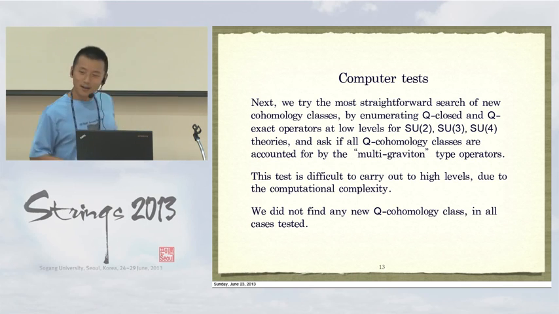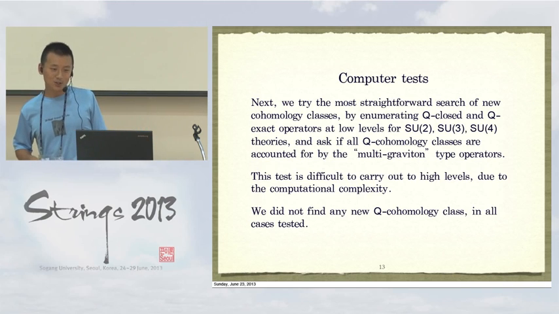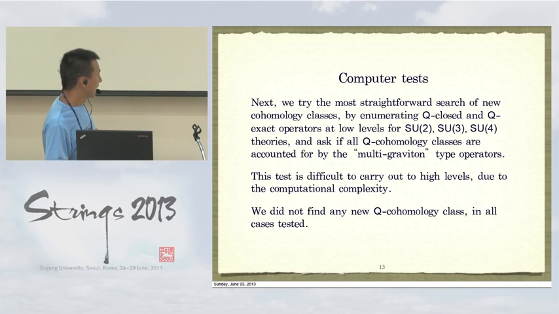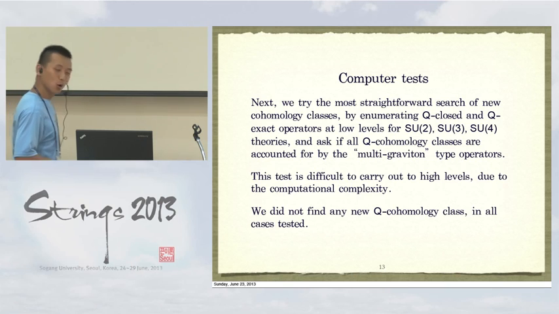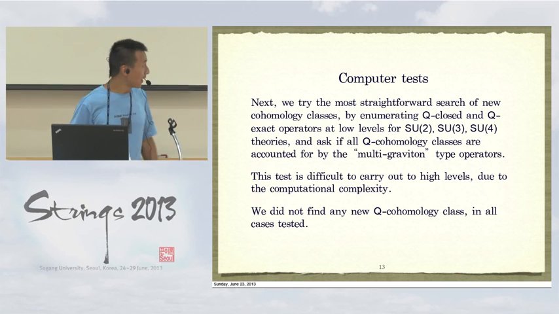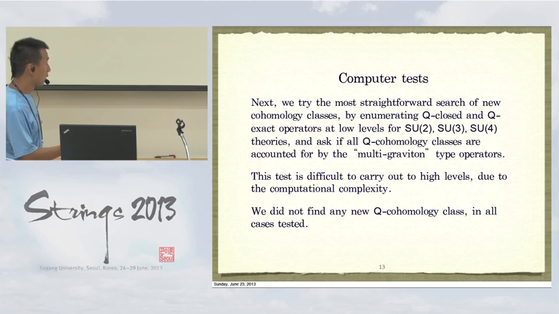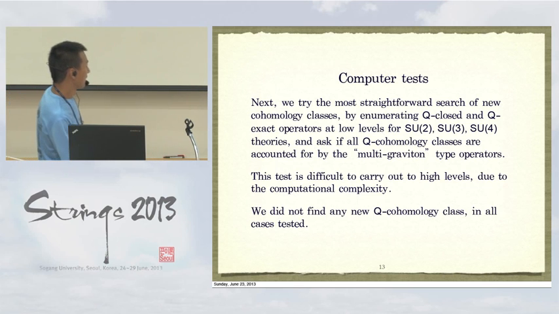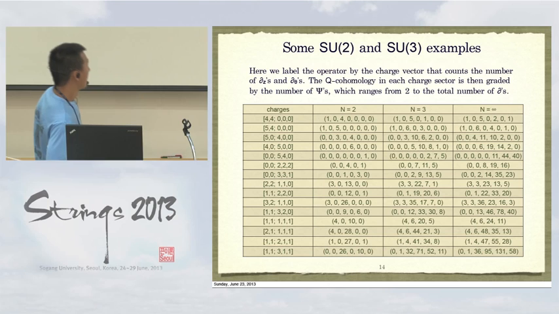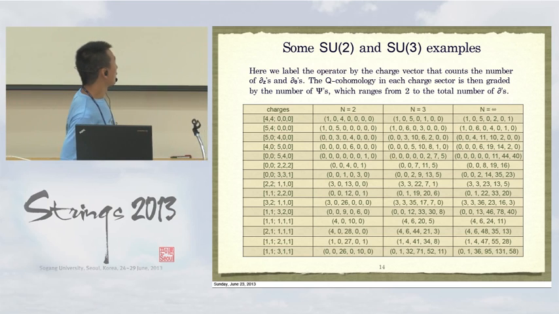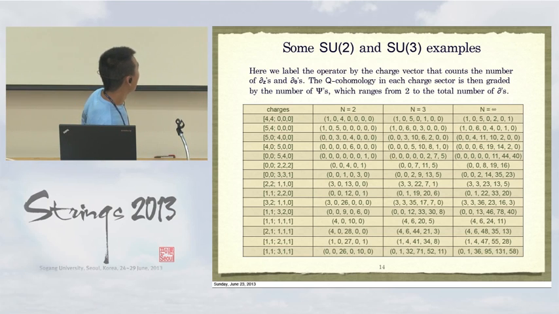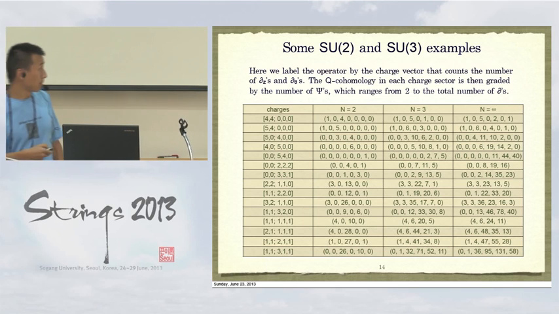This test is extremely time consuming, as you can imagine. But as far as the examples that we have tested, no new Q cohomology classes are found. Here's a sample of what we actually did. For example, we can test this for SU(2) and SU(3) gauge theory. Here, I'm talking about operators that may not be single trace operators, it could be multi-trace operators.